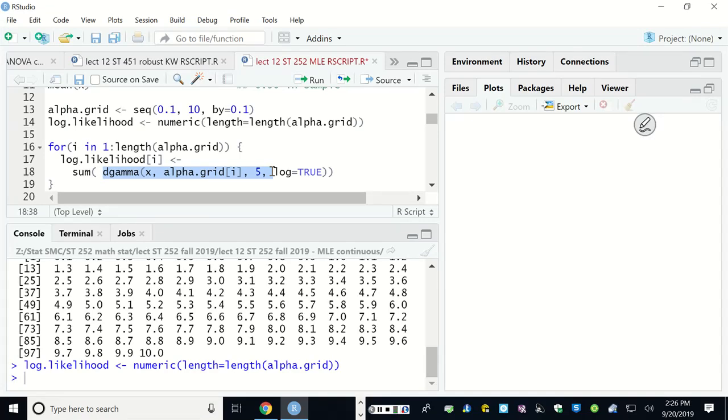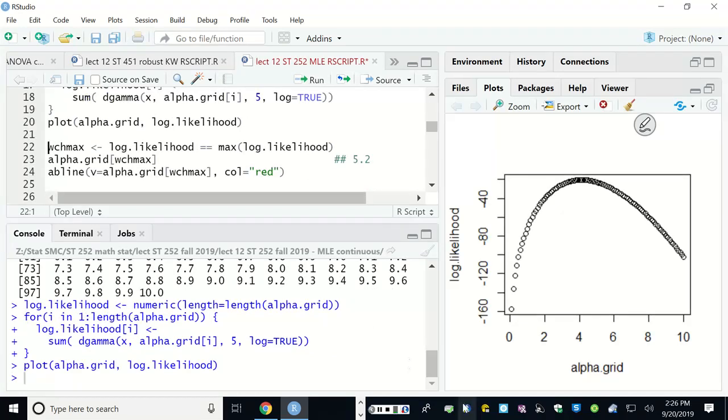Probably not a very good choice. But I'm going to evaluate all the densities there on the log scale and add them up. And that's going to be the value of the log likelihood evaluated at that particular alpha. So let's run through all these calculations and I can plot it.